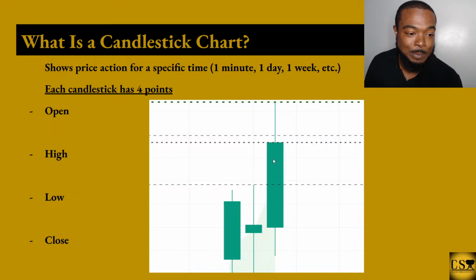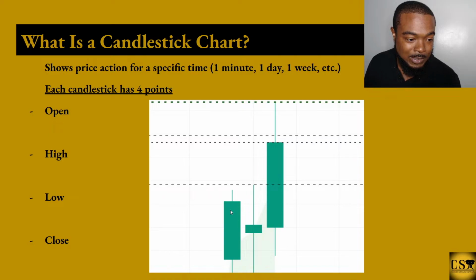Right here we don't have prices in, but the high of the candlestick is up here where this top wick would be. That would be the high of the wick. This will be the high of the body. This will be the low of the body. This will be the low of the entire candlestick. Okay, and where it closes at would be where the candlestick closes, which is right here for this candlestick.